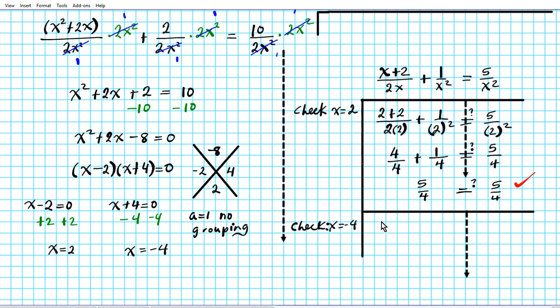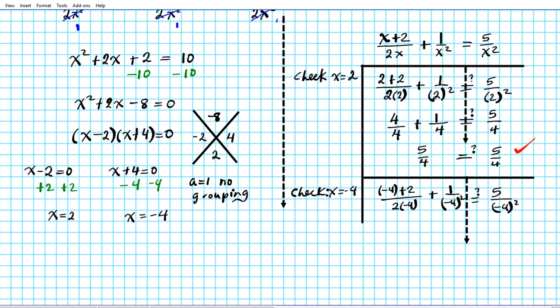So the question is -4 plus 2 over 2 times -4. So I'm just plugging this answer into the original equation, plus 1 over -4 squared. Is it equal to 5 over -4 squared? That's the question. Alright, so using order of operations again, we're going to simplify this completely and see what we get.